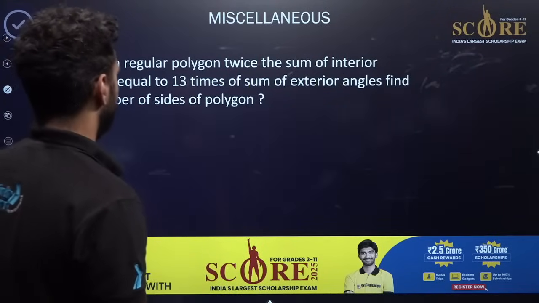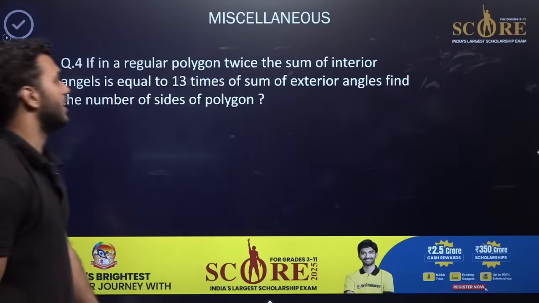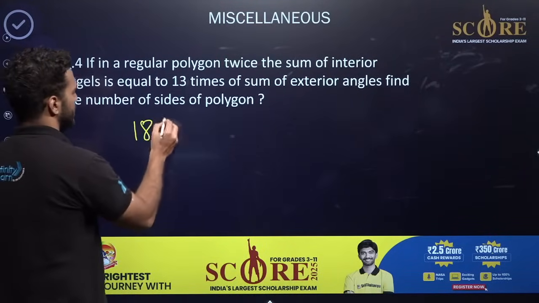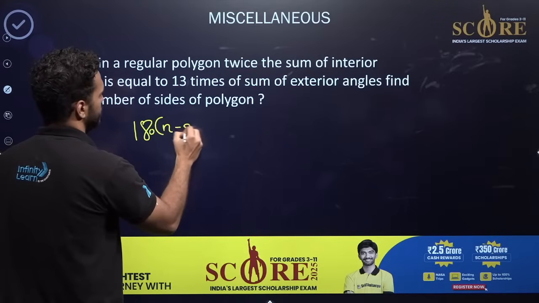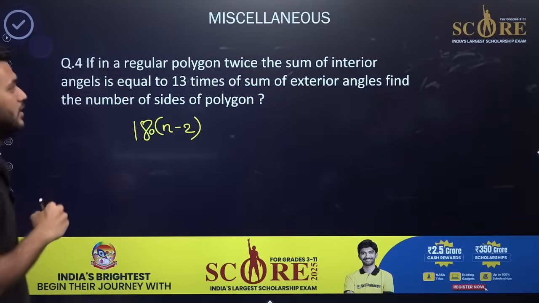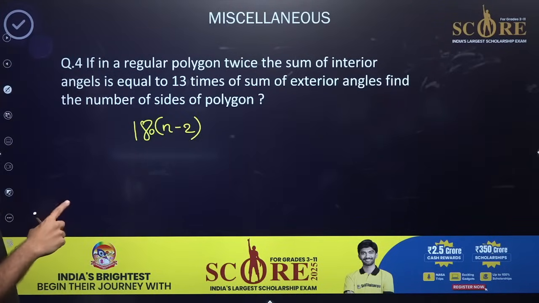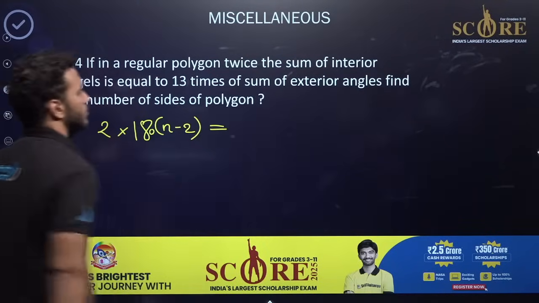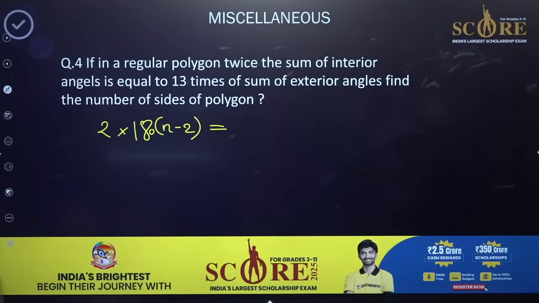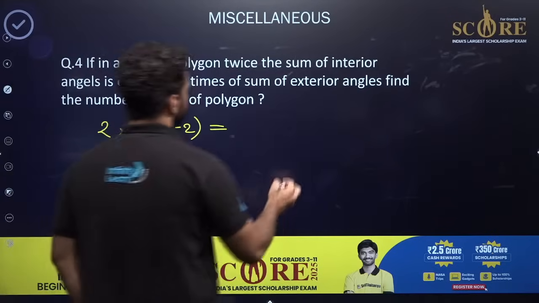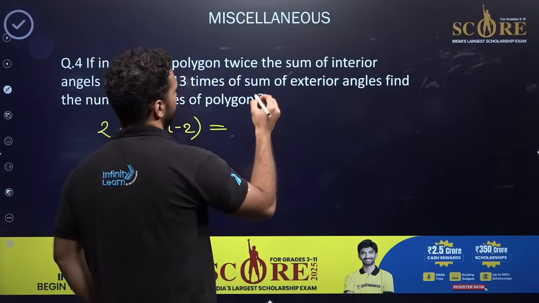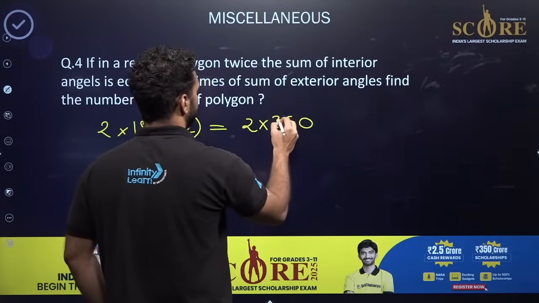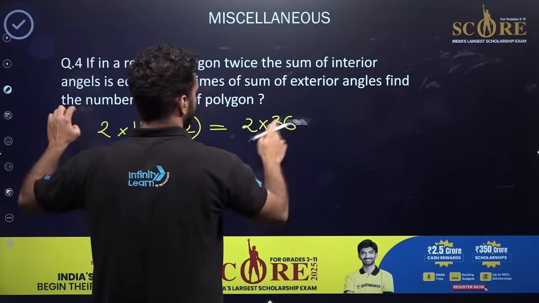If in a regular polygon, the sum of the interior angles is twice the sum of the exterior angles, what is the sum of the interior angles? Sir, nothing but 180 into n minus 2. This is the sum of the interior angles, which is twice the sum of the exterior angles. What is the sum of the exterior angles? I have just told you, sir, 360. Can I write it this way? Oh sorry, 180. I should write 2 into 180.